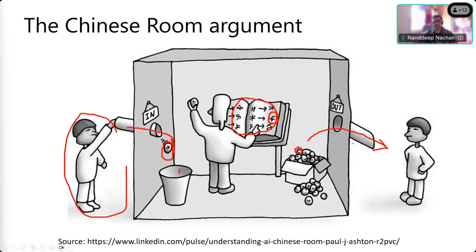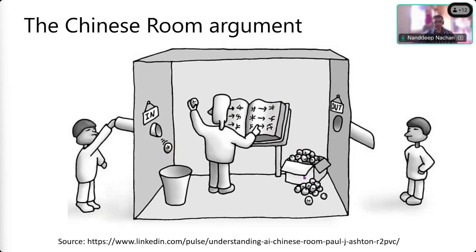Okay, you don't know because you have been locked in the room and you just know how to map one symbol to another symbol. What you don't realize is that you are communicating with people outside using those Chinese characters. So you have no clue about the actual conversation.